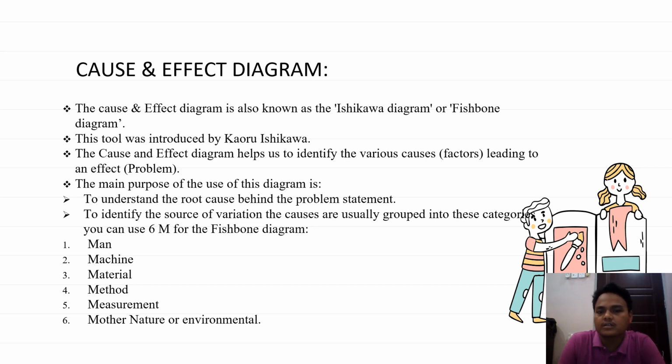The causes are usually grouped into these categories. You can use 6M for the fishbone diagram. First, man. Second, machine. Third, material. Fourth, method. Fifth, measurement. Sixth, Mother Nature or environmental.